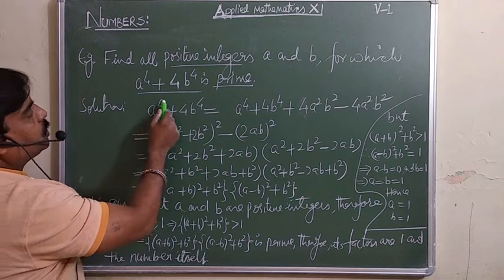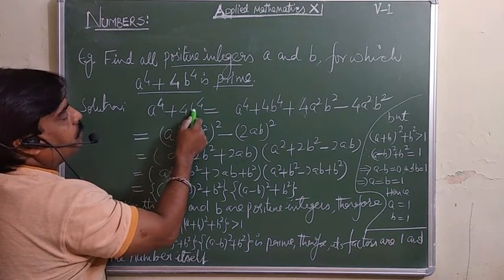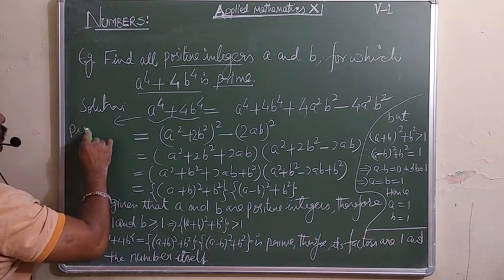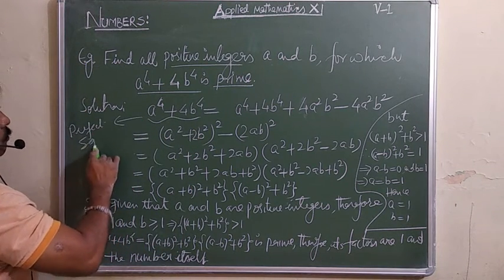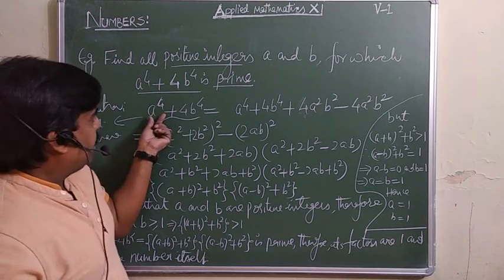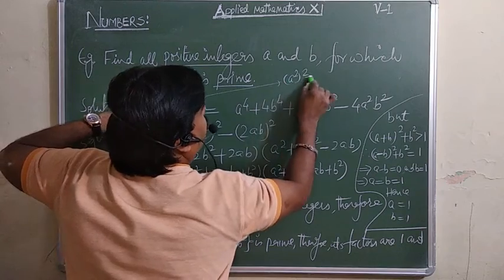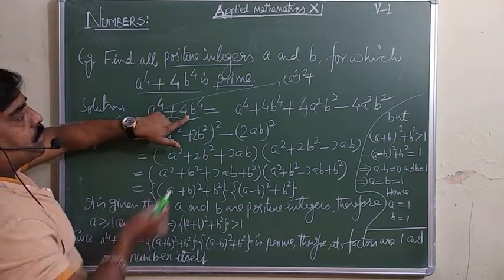Now, this is given: a raised to 4 plus 4 b raised to 4. Just try to write it in the form of a perfect square. Just a perfect square form. So this is like a square. If we look at it, what is this? a square plus, you can see, the b square.